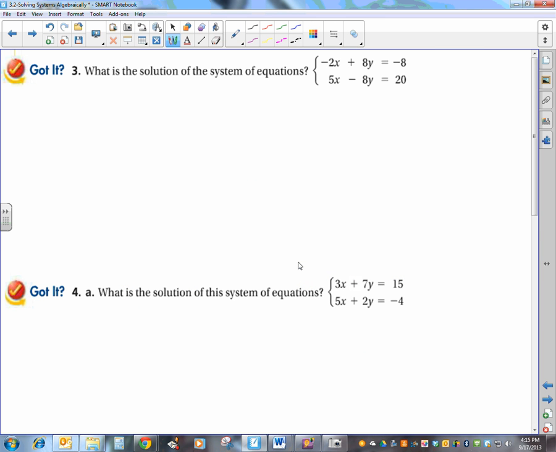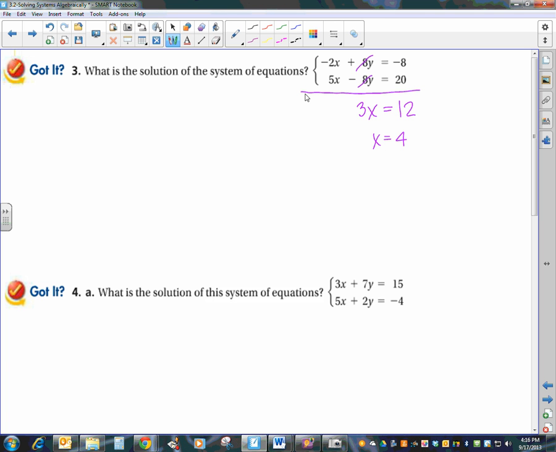What is the solution to the system? All right, we have, again, we're in standard form, ax plus by equals c. And if you notice, these two are already opposites of each other. So if they're already opposites, I'm going to go ahead and combine them. My y's will fall out. -2 plus 5 is 3x. -8 plus 20 is 12. So x equals 4. All right.